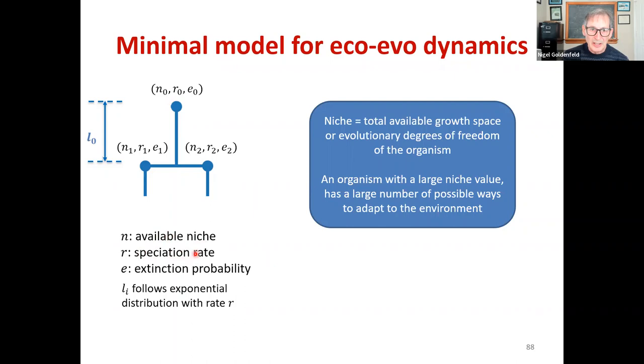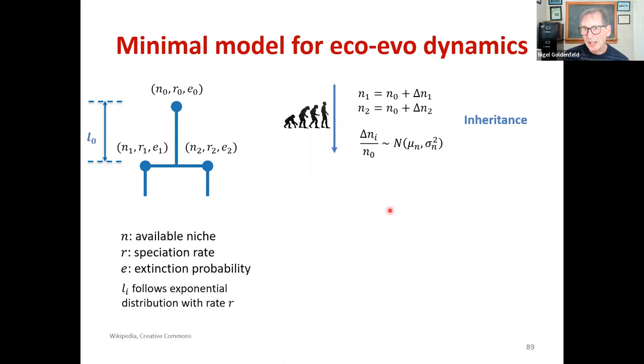And what we're going to be trying to understand is exactly what Joel asked, namely, what happens if there are large events in the ecosystem, extinction events. Extinction events free up niches in the environment, and by freeing up those niches, they enable diversification to happen. So the stylized picture that we're trying to think about is something exactly like this. An organism with a large niche value has a large number of possible ways to adapt to its environment.